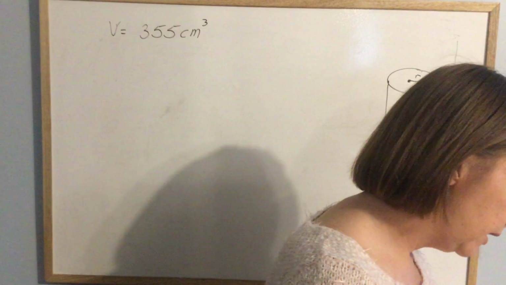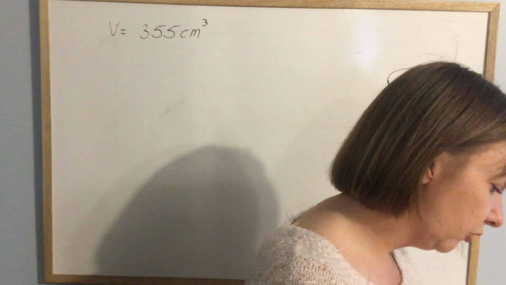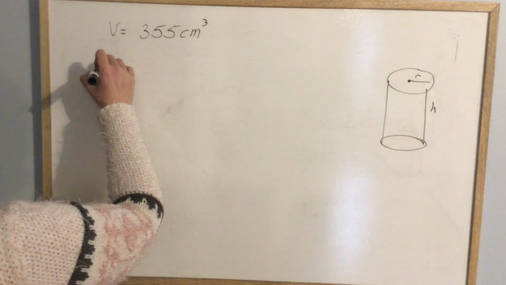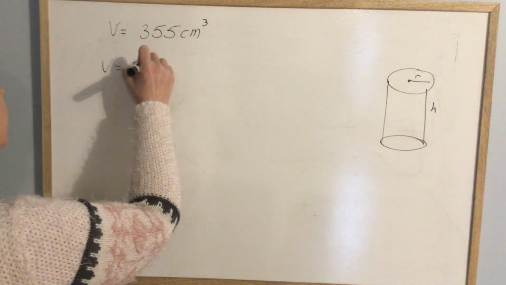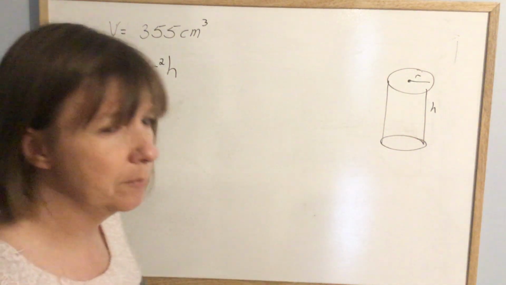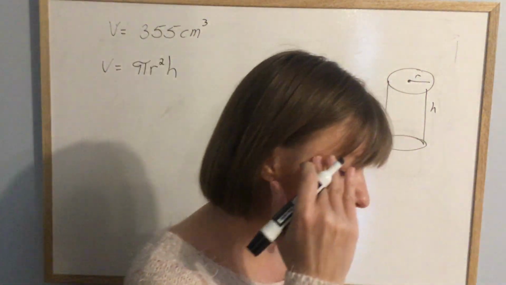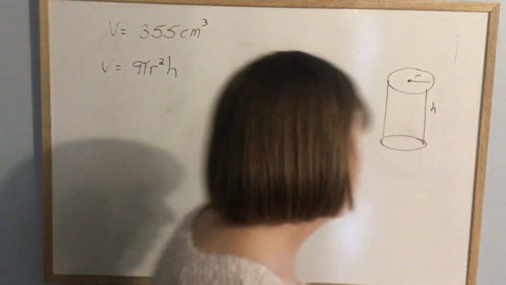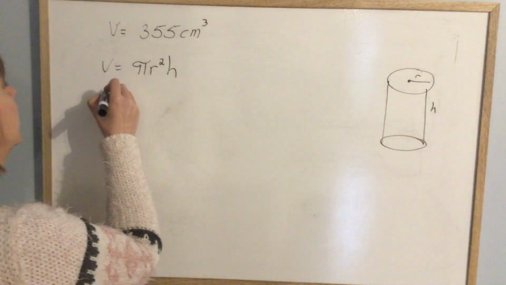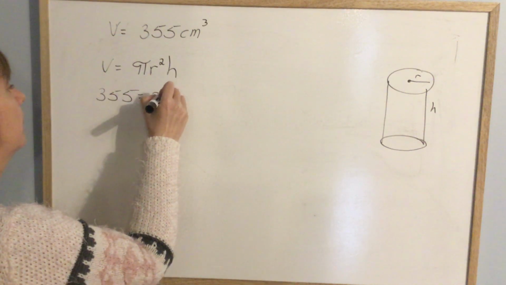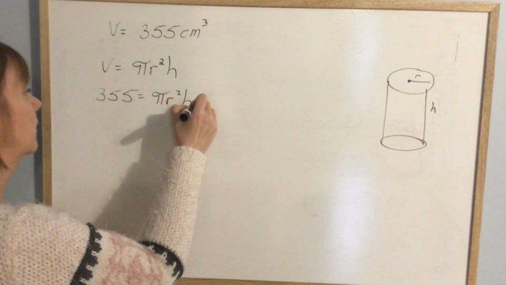So the capacity in cubic centimeters of a cylinder can, the volume formula is pi r squared h. And again, that's not something I expect that you would just know off the top of your head. And so our volume is going to be 355, and that is pi r squared h.